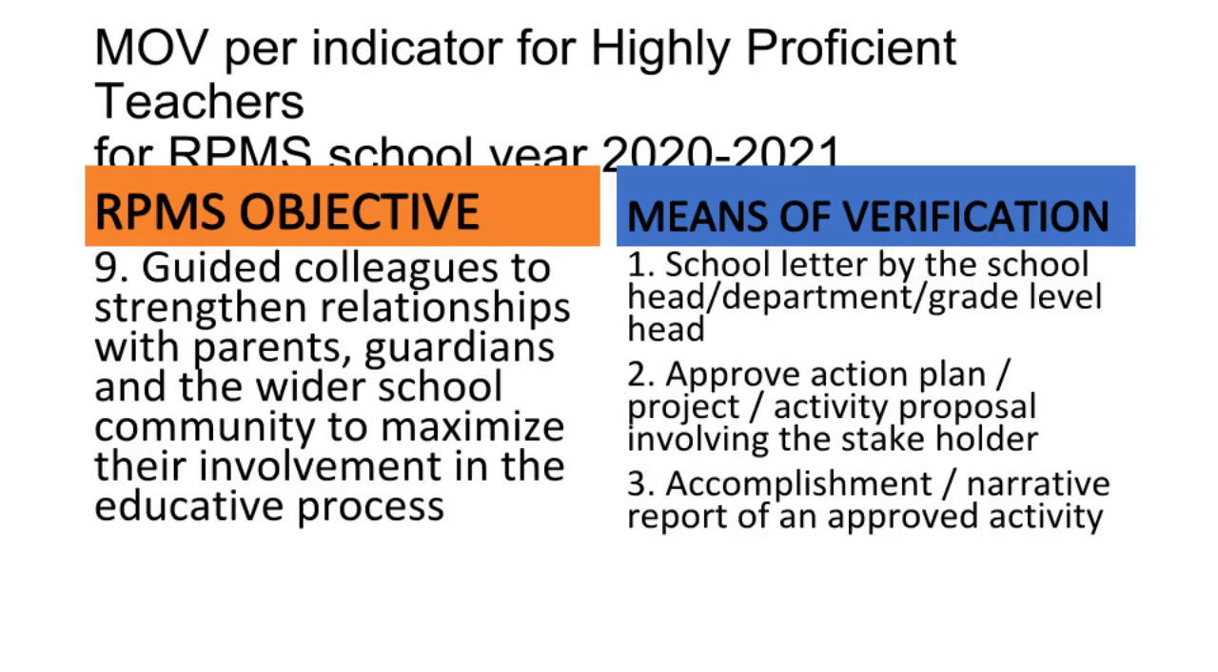RPMS objective. Guided colleagues to strengthen relationships with parents, guardians and the wider school community to maximize their involvement in the educative process. Means of verification. School letter by the school head, department, grade level head. Approved action plan, project, activity proposal involving the stakeholder. Accomplishment, narrative report of an approved activity.